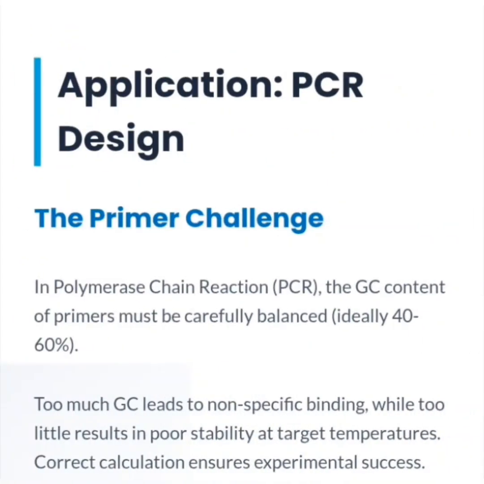The GC content can also be used in the lab when it comes to PCR design and primer design. In polymerase chain reaction, the GC content of a primer must be carefully balanced. So when you want to design a primer in PCR, you must consider the GC content of that DNA sequence.